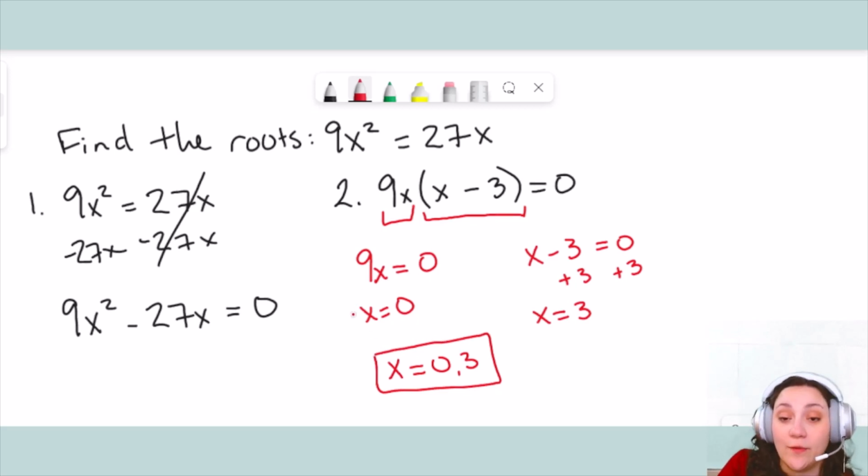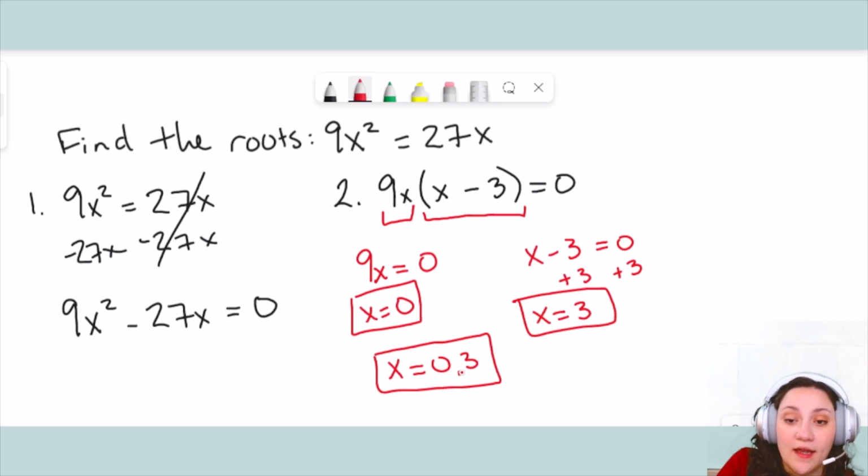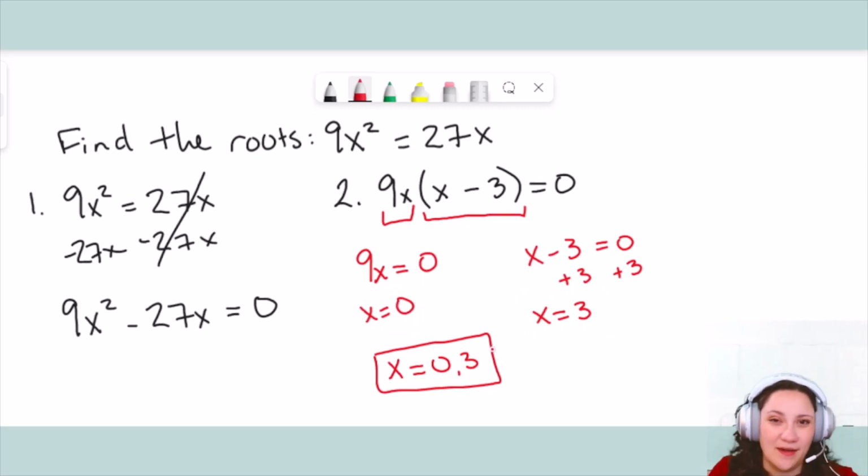And you can write it either way. You can leave them separate and box them both in separately, or you can combine them together in a list with a comma that way. Either way is a valid way to write your answer, in case you're wondering.